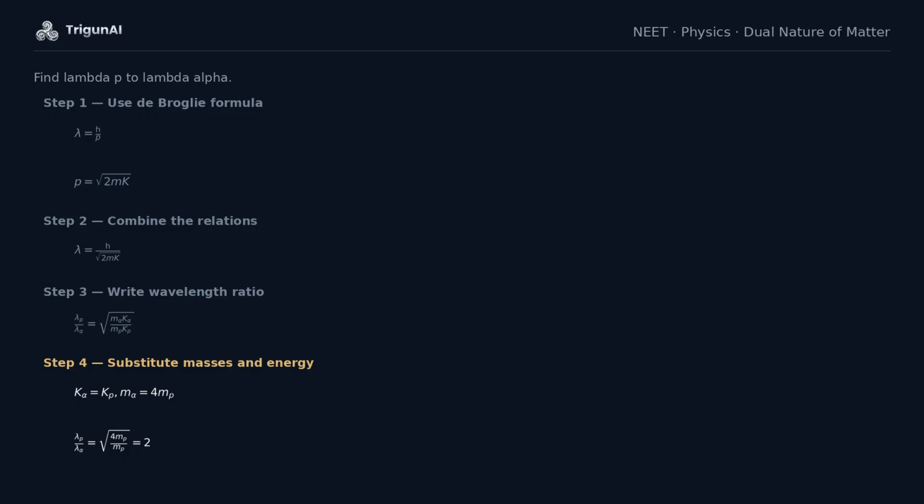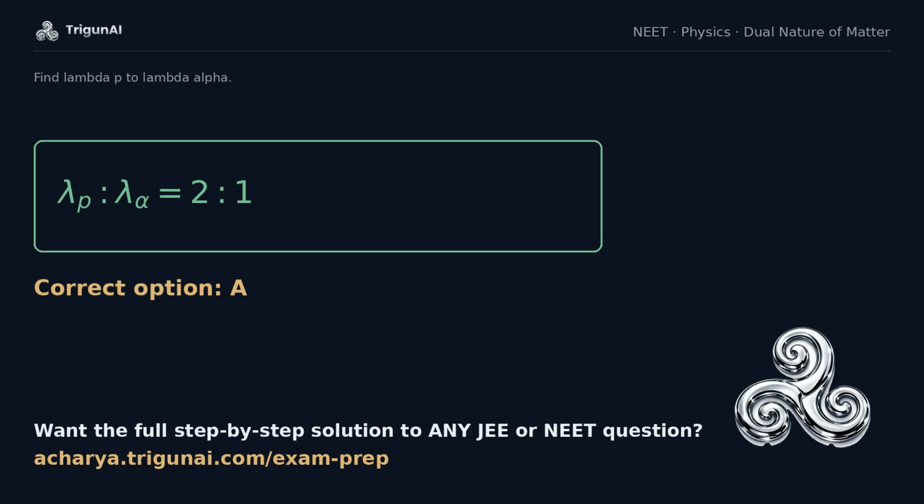Hence the ratio becomes square root of 4, which is 2. So the proton wavelength is twice the alpha particle wavelength, giving 2:1.